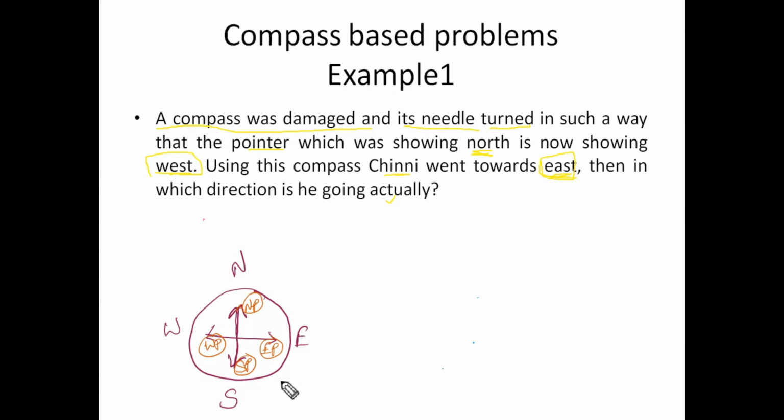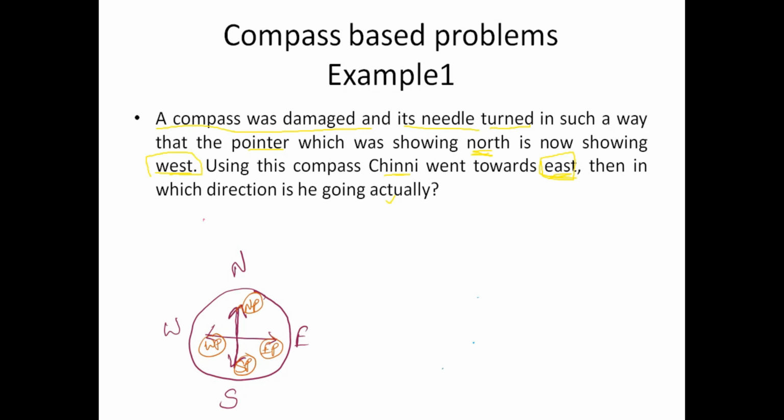So outside are the directions. Inside are not the directions. Inside are the pointer names. These pointer names are north pointer, east pointer, south pointer, and west pointer, because they are showing those directions. According to the directions, we name those pointers. This is the original compass.